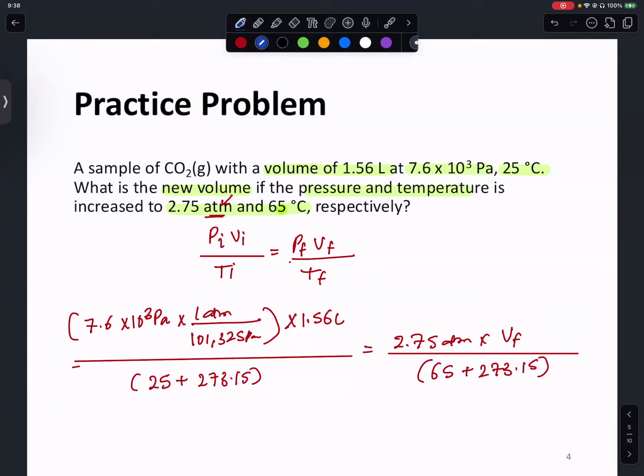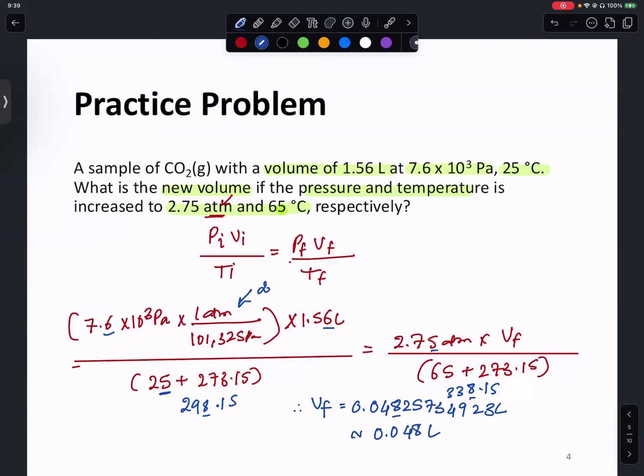Now let's look at the sig figs. We have here 2 sig figs, 3 sig figs. Right here, this is infinite. This operation gives me 298.15, and it is going to be a whole number because my temperature has no decimal places. So as here, 338.15, 3 sig figs and 3 sig figs. Therefore, my final volume will end up with 2 sig figs and becomes 2.04825734923 liters, and is going to be here 0.048 liters.